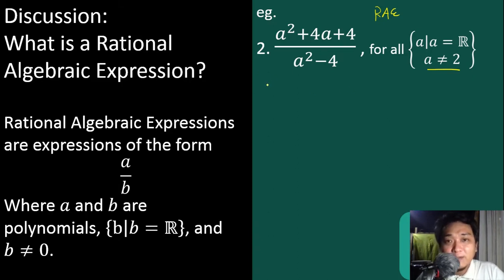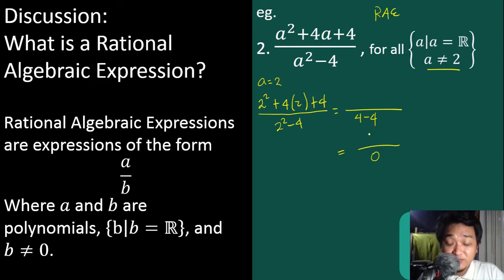Because, if the value of a is equivalent to 2, let us try to evaluate this. That is 2 squared plus 4 times 2 plus 4 all over 2 squared minus 4. Even without evaluating the numerator, just the denominator: 2 times 2 is 4, minus 4. We will have a zero denominator, which in mathematics is a no-no. It's a no-go. Remember, a zero denominator is not allowed.